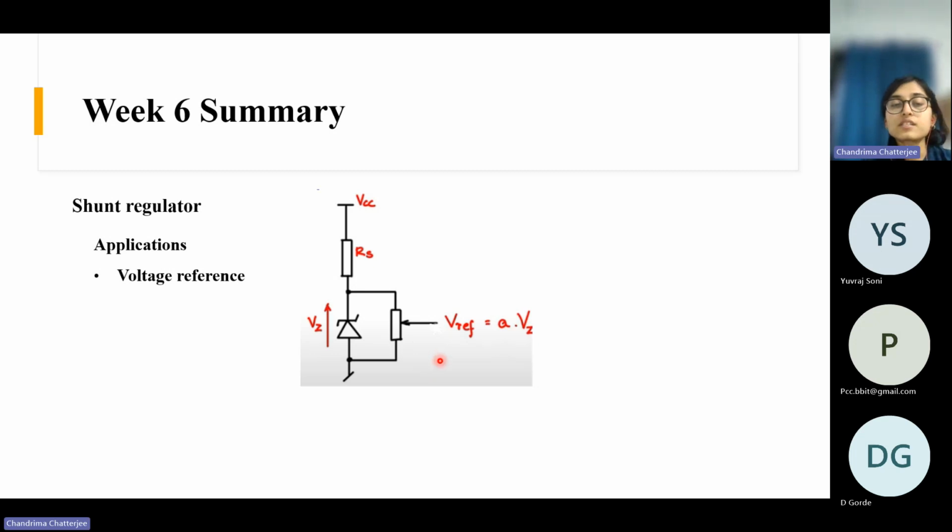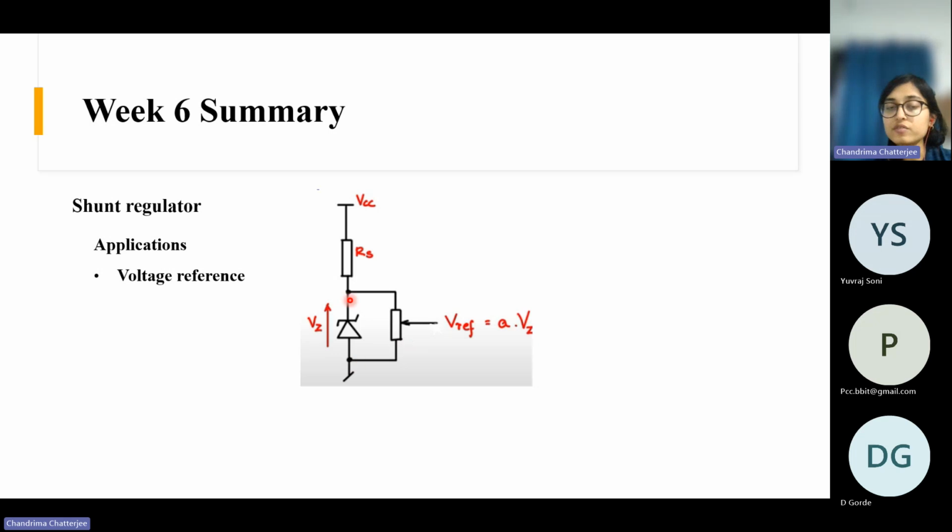So there are various applications of shunt regulator. The first one is to have a voltage reference, which we already studied. There will be some supply voltage, after that a series resistance, a Zener diode, and across this we have a resistance. But now instead of a constant resistance, we have a pot, a potentiometer.